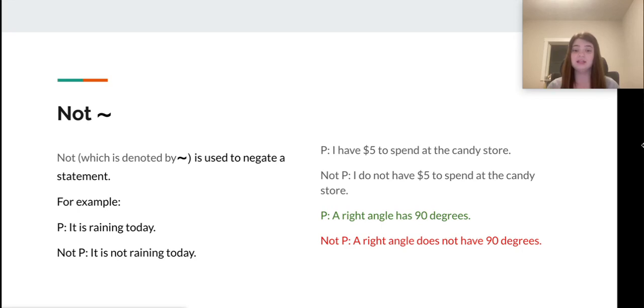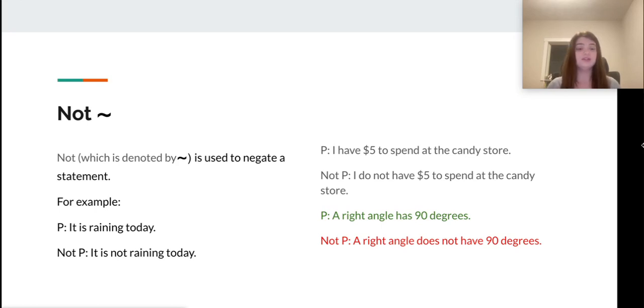In the last case here, we know that the original statement P was true, that a right angle has 90 degrees, and that the opposite of that, to say that a right angle does not have 90 degrees, would be false. That is not correct. Or even going back to the example of it is raining, let's say it is raining today. Let's imagine for a minute that that is true. Although I don't think that is true for me, but let's say that it is raining today. Well, then it would not be true that it is not raining today. That would be untrue.